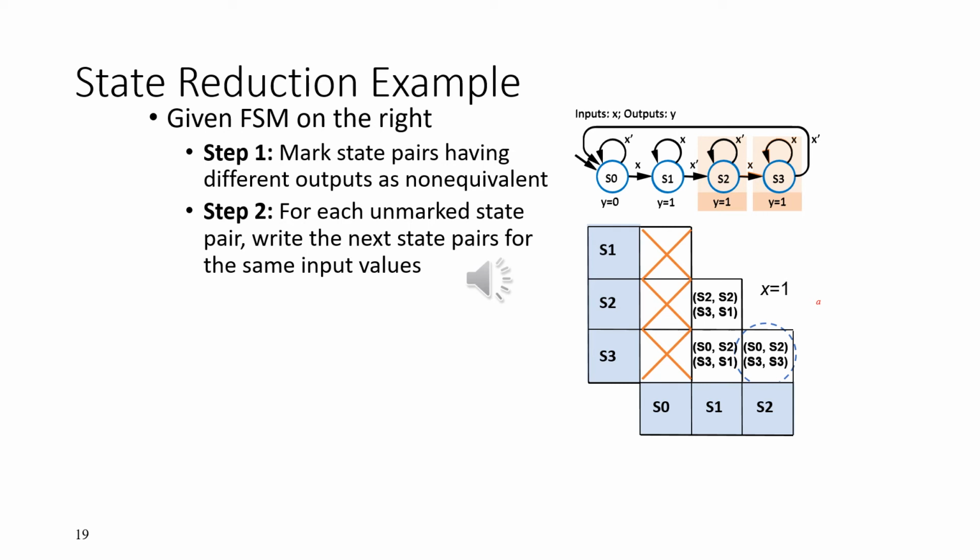For S1 and S2, we have S2 and S2, and S1 and S3 when x is equal to 1. For S2 and S3, we have S3 and S3 for x equal to 1, and for x equal to 0, we have S2 and S0. So these are all the next state pairs for the same values of input for the unmarked states.